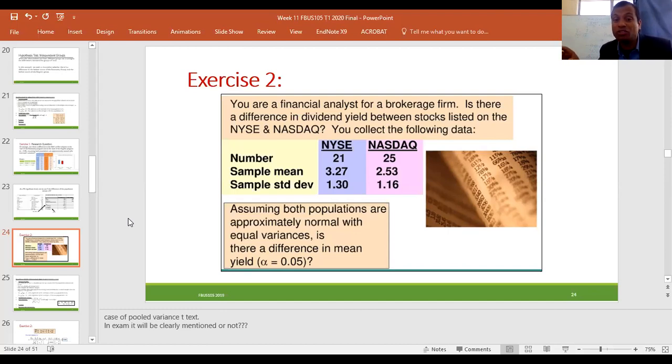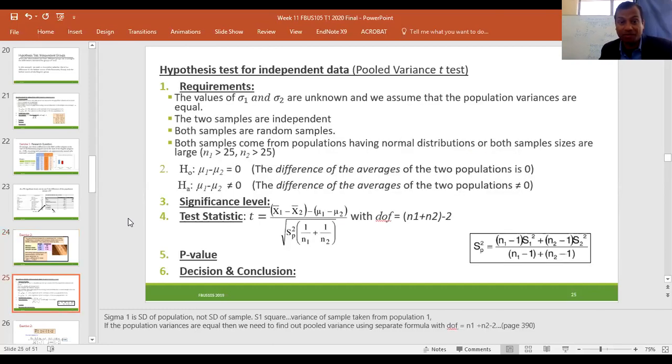Alpha is given as 0.05. It looks like everything is the same as the previous question, right? You have been given sample mean, standard deviation, N1, N2, everything. Only one difference: in this case, they are saying that you need to assume the population with equal variance. So all the 7 steps will be similar, except step number 4, where the T statistic will be calculated using a different formula.